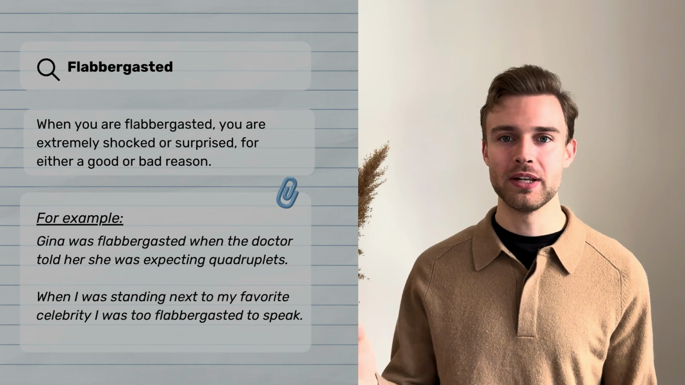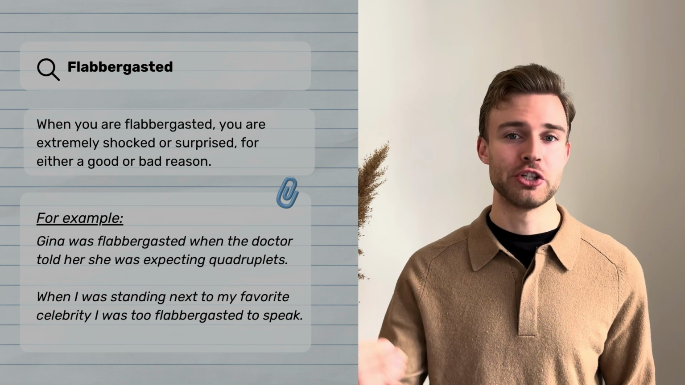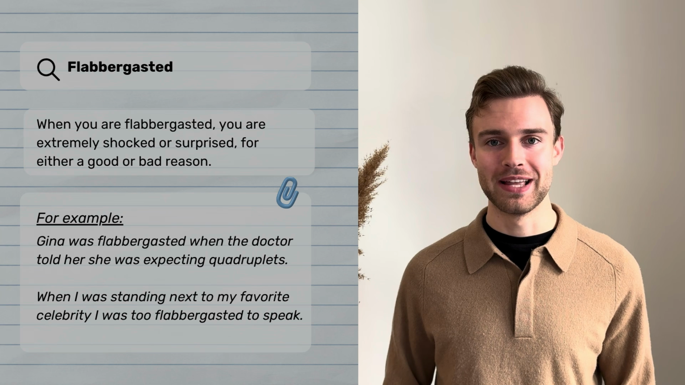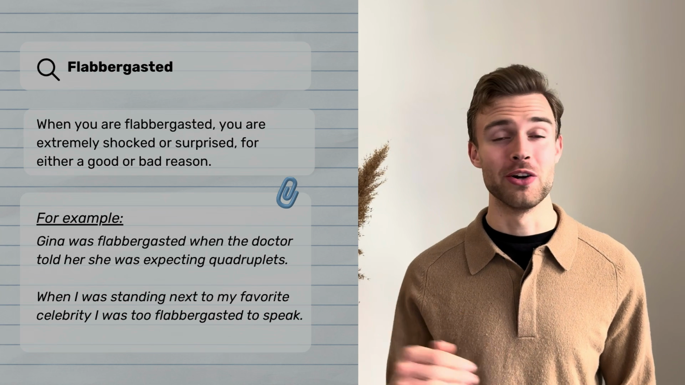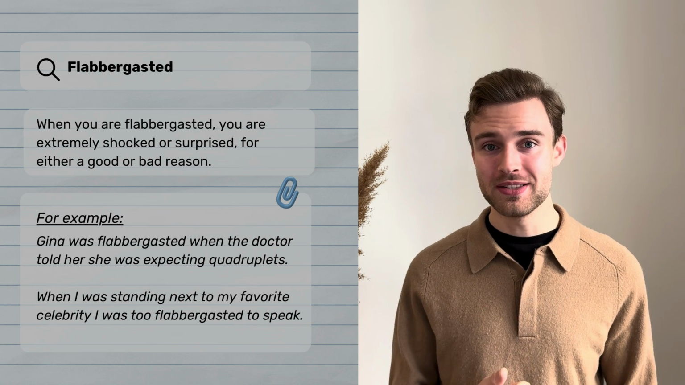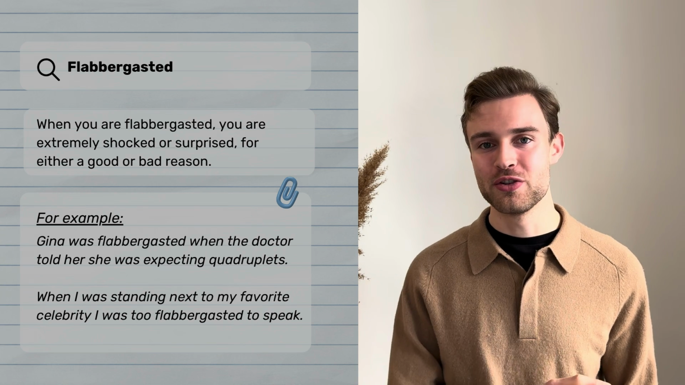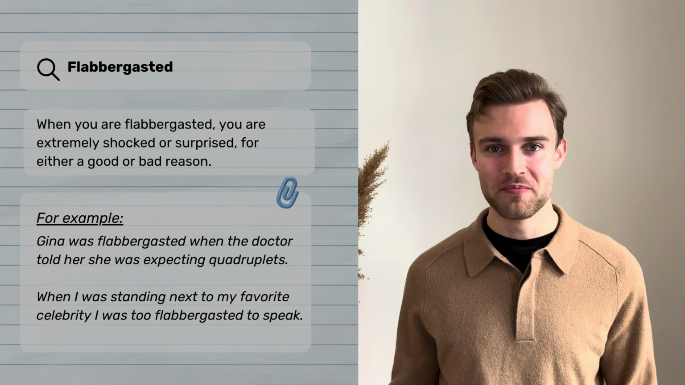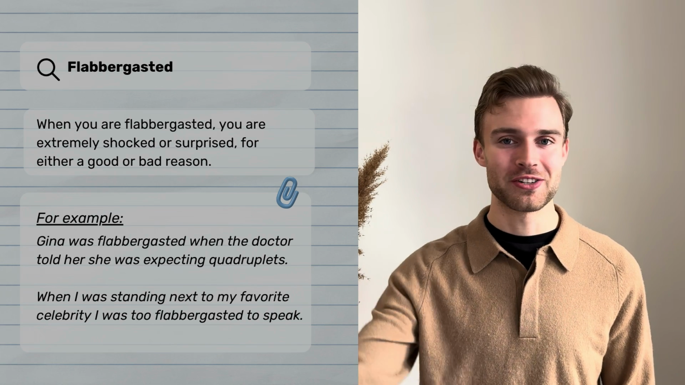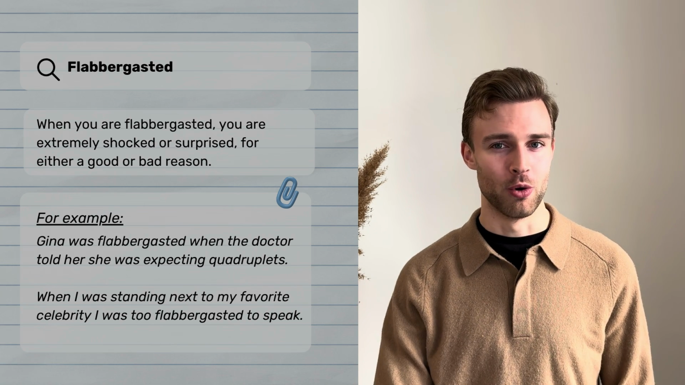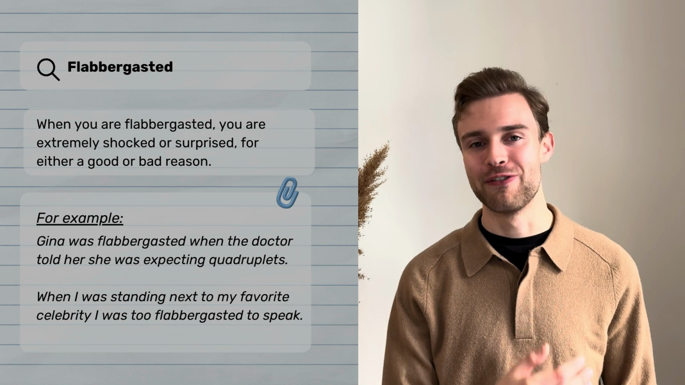Now, a quadruplet is when 4 children, 4 babies are born at the same time. Those are quadruplets. There are twins. There are quadruplets. So twins are 2 and quadruplets are 4. So if somebody tells you, or the doctor tells you, you're expecting 4 children, you might be flabbergasted.